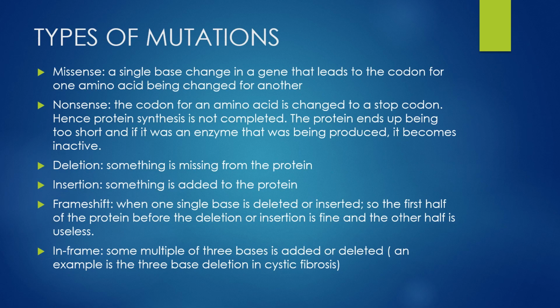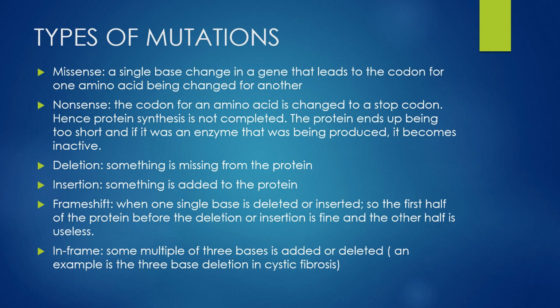All right, we're going to take a look at the different types of mutations now. The first type is a missense mutation. Now, in a missense mutation, what happens is that a single base is changed in the gene, and that leads to the codon for one amino acid being changed to the codon for another amino acid. We see this, for example, in sickle cell anemia, where the codon for glutamic acid is changed into the codon for valine, and that is where we see the disorder.